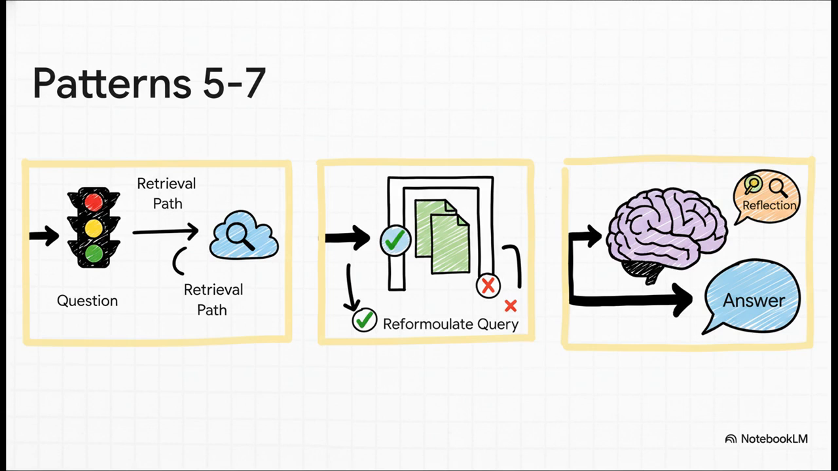Number 6, corrective RAG, adds a quality gate. It actually evaluates the documents it finds, and if they're no good, it can rewrite the query or even go out and perform a web search. Then there's number 7, self-RAG. This is where the LLM itself generates these little reflection tokens to critique its own reasoning as it goes, checking if its claims are actually backed up by the sources.